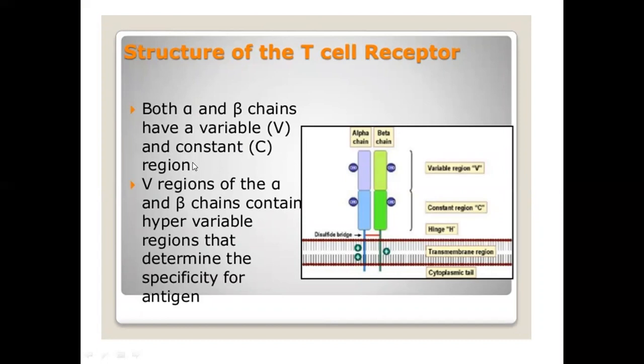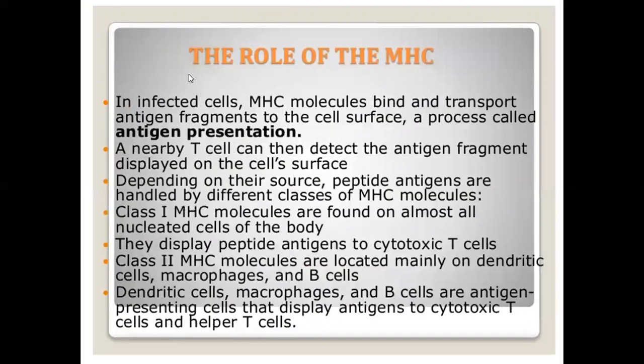Both alpha and beta chains have a variable region and a constant region. The V regions of the alpha and beta chains contain the hypervariable regions that determine the specificity for the antigen.